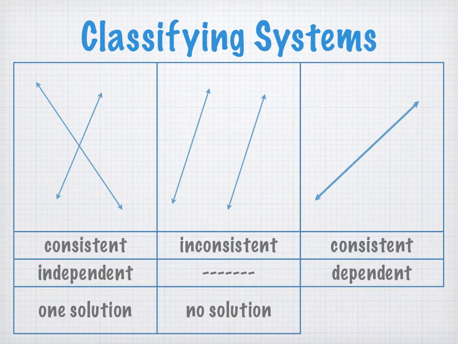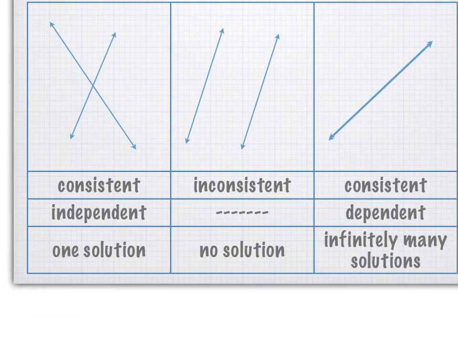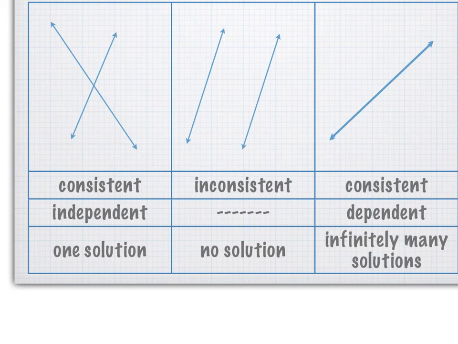And then finally, if it's consistent but dependent, meaning the two lines are really the same line, remember, you're looking for the point that they have in common. These lines have every single point on them in common. It's not every point everywhere, but it's every point on those two lines. And those lines go on forever. So that's a whole lot of solutions. So we have infinitely many solutions, because, again, those lines go on forever, and every point on the line would be considered to be a solution.